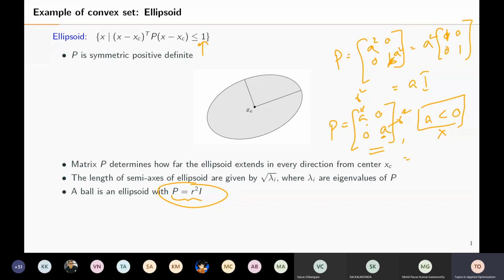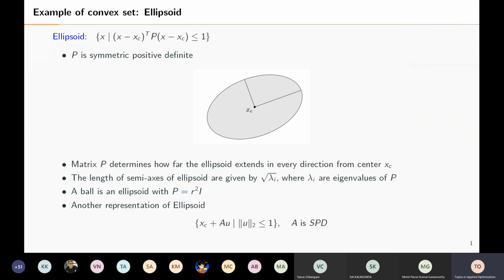We call it a ball because we are talking about any general space, not just R2. In R2 it will be a disk, but in general, in any arbitrary high dimensional space, it's called a ball. Another representation of an ellipsoid is the following. This won't be very intuitive to you right now.